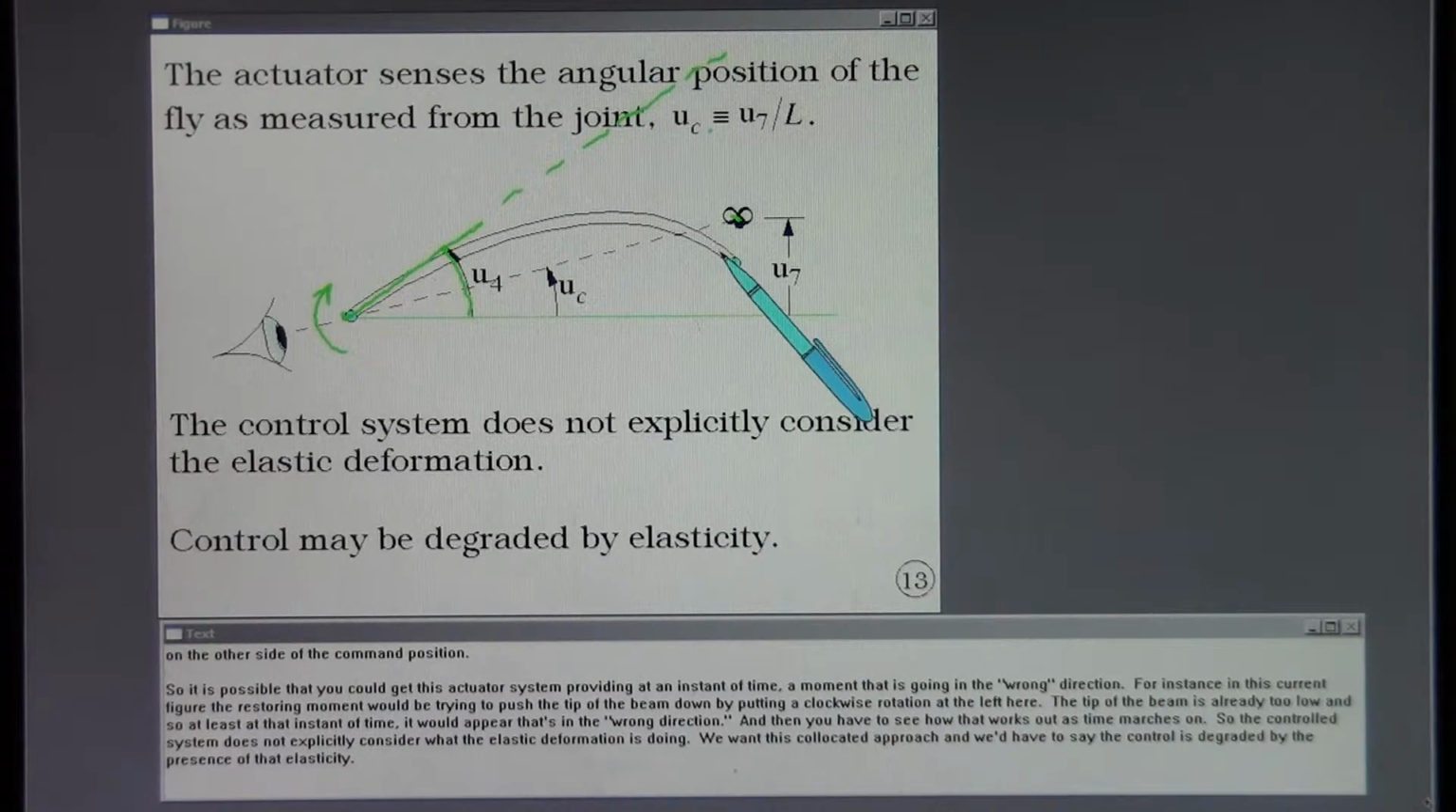So the control system does not explicitly consider what the elastic deformation is doing. We want this co-located approach. And we'd have to say that the control is degraded by the presence of that elasticity.